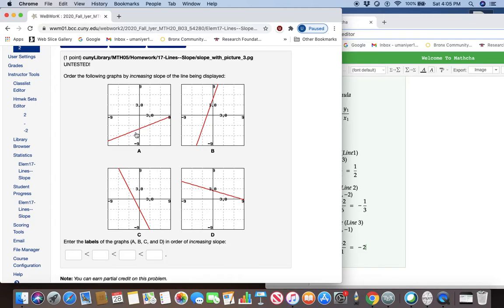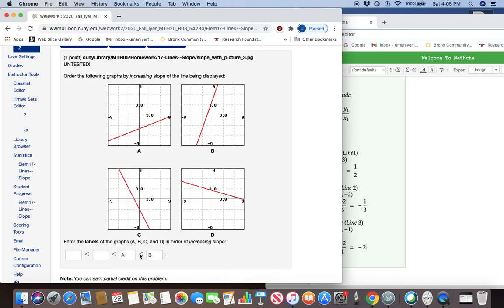If you notice, both these lines have positive slope. These lines have negative slope. So these are the positive ones, so they will be on the right too. This one is less steep than this. This is a steep graph. So this has the highest slope. So B will be here. That's the highest slope. This is the next lower slope. So that is A.